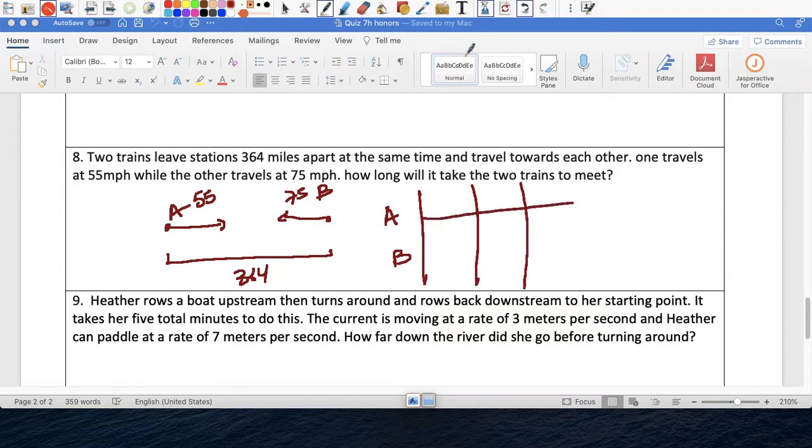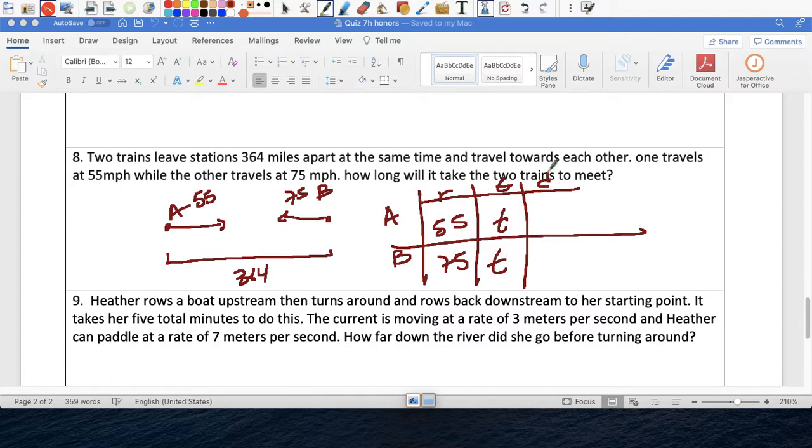So our T and D: train A is 55, train B is 75. Time, I don't know, so T over here and T over here, and the distance is R times T, so this is 55T, and this is 75T. What you need to know is that when they meet, the distance they both cover is going to be a total of 364 miles. So the equation is 55t, the distance of train A, plus the distance that train B covers, equals 364.